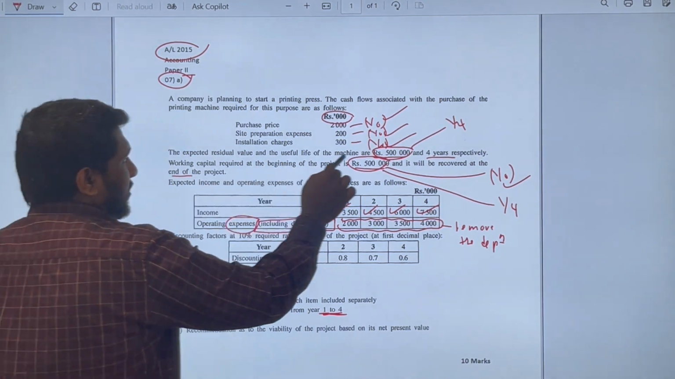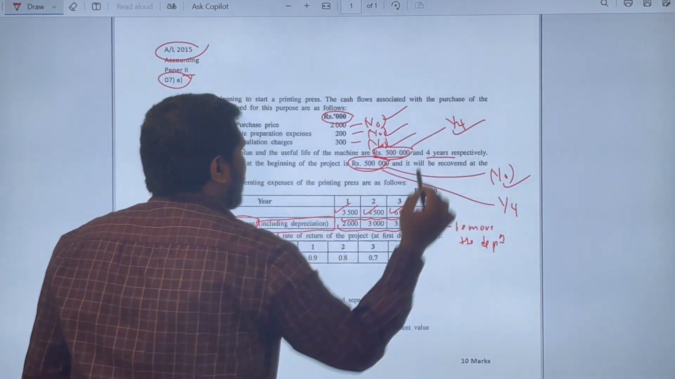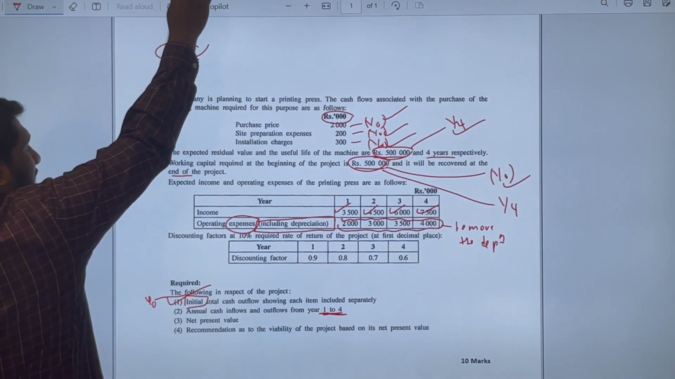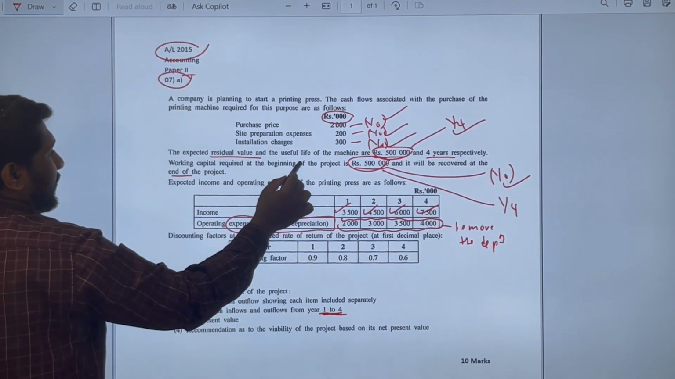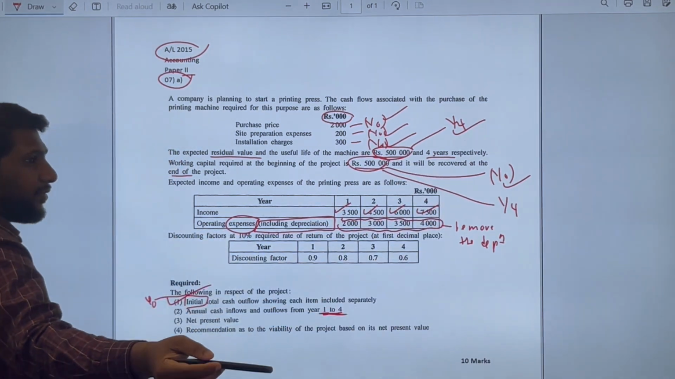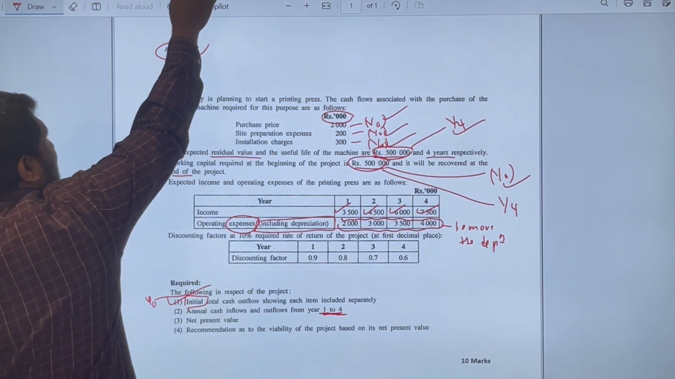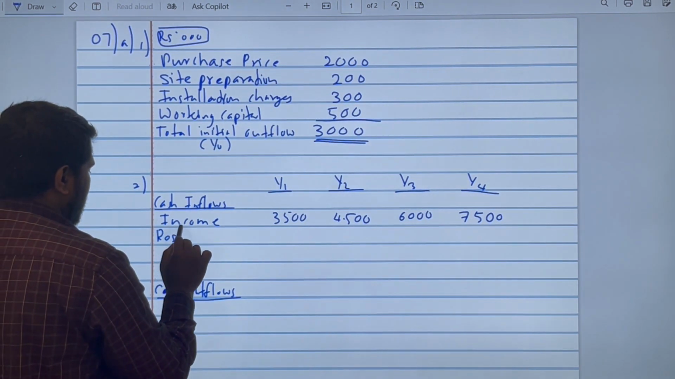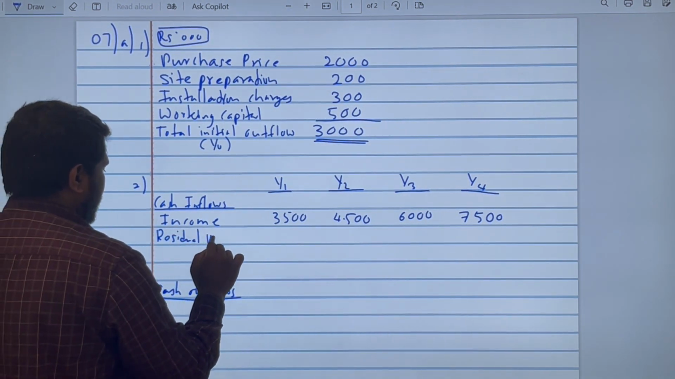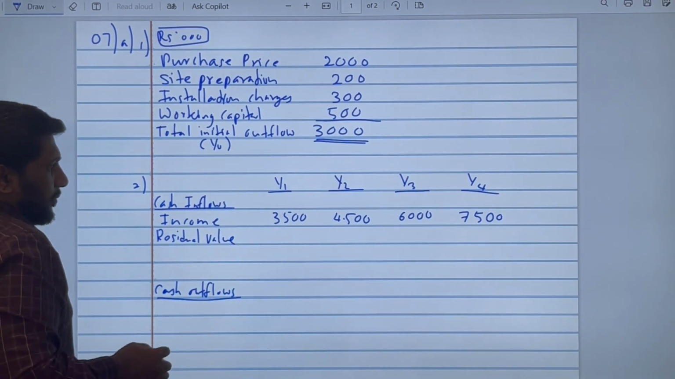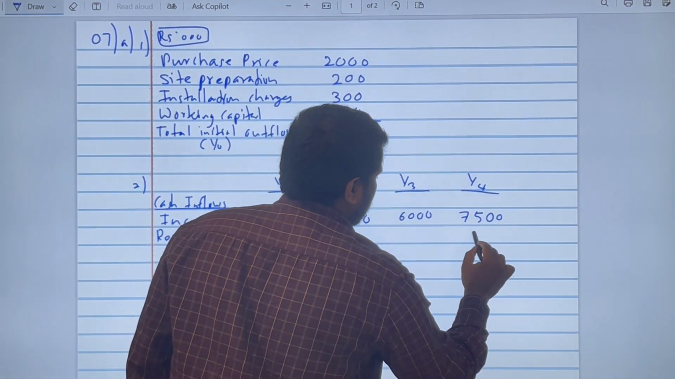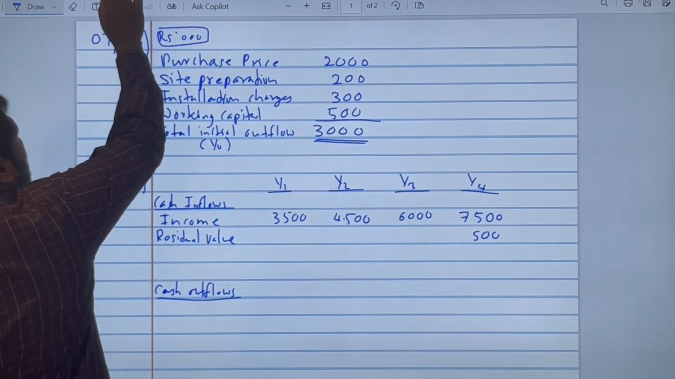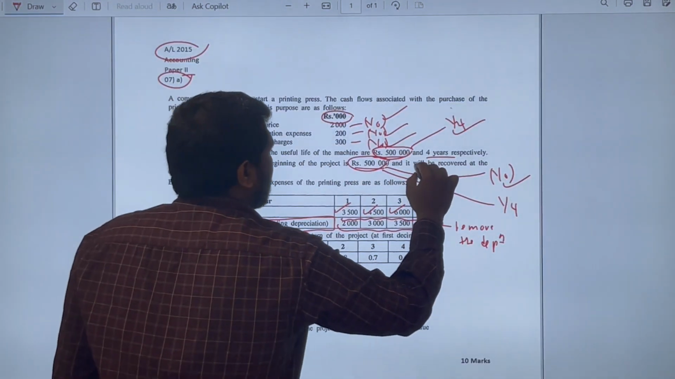And here, residual value year 4 or scrap value year 4, how much is that? 500,000. Residual value of the asset, we can sell the asset after 4 years and we can get that 500,000. So we are done with that one as well.